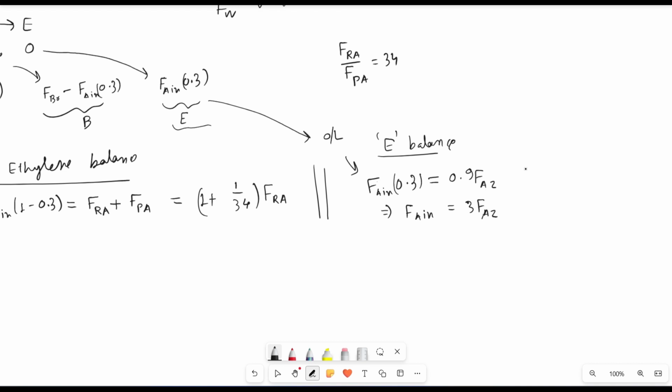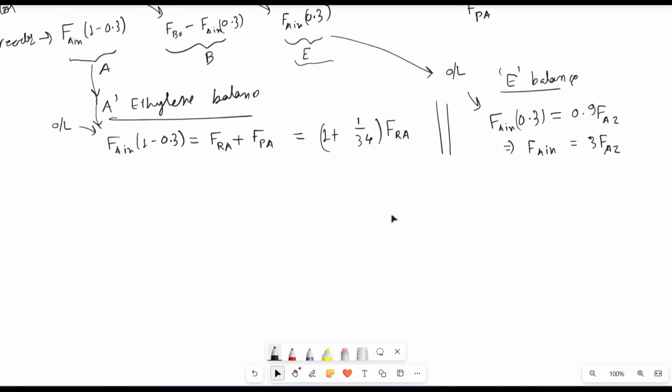Now this relation says that whatever the product rate, the inlet of A, or ethylene, inside the reactor is 3 times the product formed. So from this data, we get a relation between the recycle and the product: 0.7 FA in, that is 3 times FAZ into 0.7, is equal to 34/35 FRA. This is FRA.